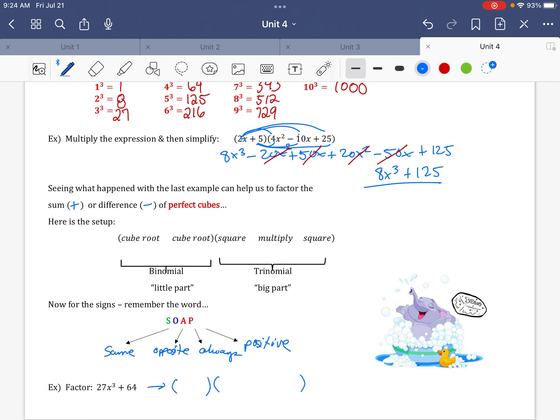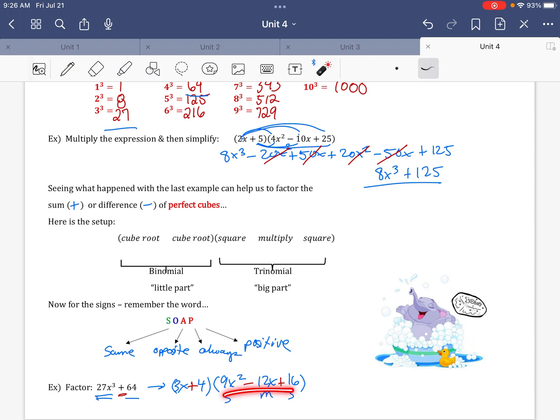All right, so we're going to factor the set of perfect cubes. So I got a little part, big part, so a binomial and a trinomial. Think about 27. 27 was 3 times 3 times 3, so I'm going to put 3x. 64 was 4 times 4 times 4, so 4. And again, we'd also want to check, 27 and 64 don't have a GCF, so we would check that first, but this one's a simple one. All right, so now it's time for square, multiply, square. So I square the 3x, that would be 9x squared. Then I multiply 3x and 4 together, so that's 12x. Notice I don't have any signs in here yet. Then I square the 4, 16. So now you come through and you put your signs in. You do same, so plus stays plus, opposite, always positive.